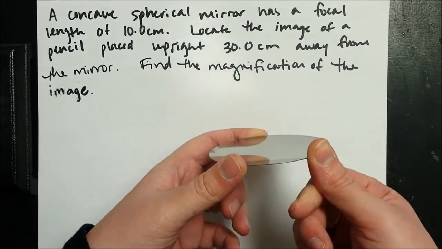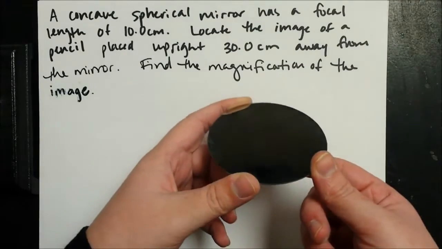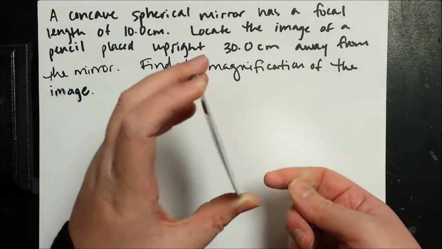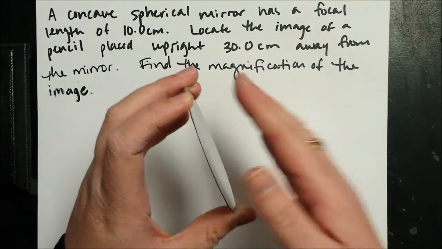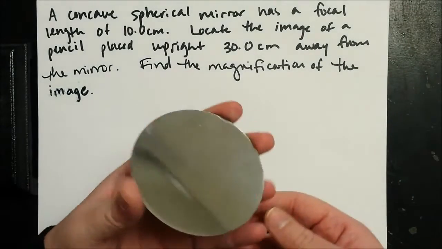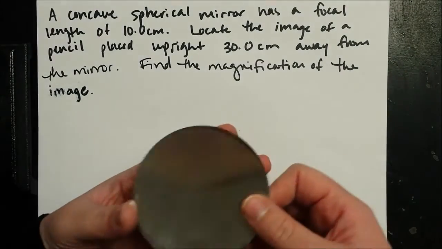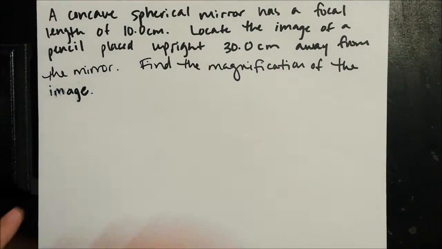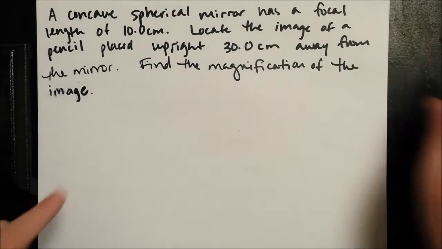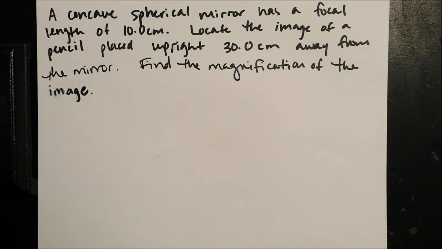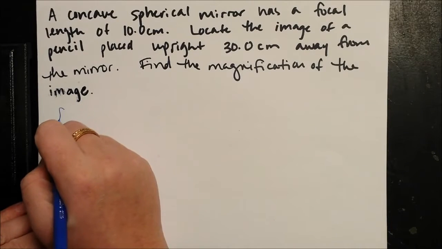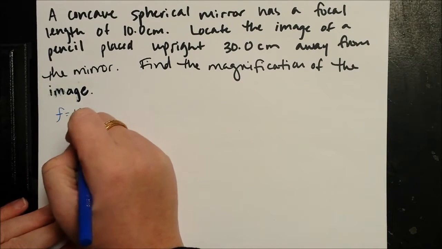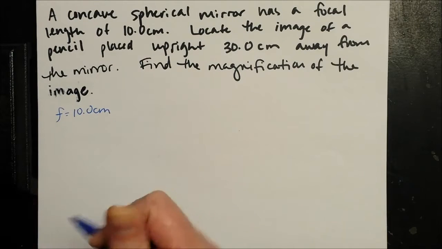Now this one does not have a very intense curve, so its actual radius of curvature is pretty large here, but this is just a good example to show you. So here we've got a concave spherical mirror that has a focal length of 10 centimeters.